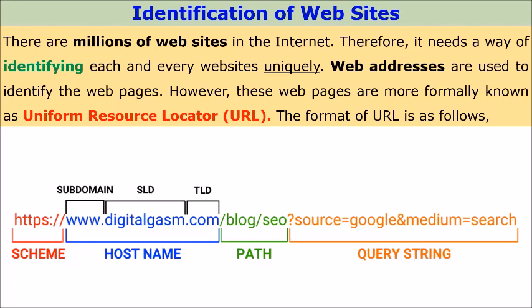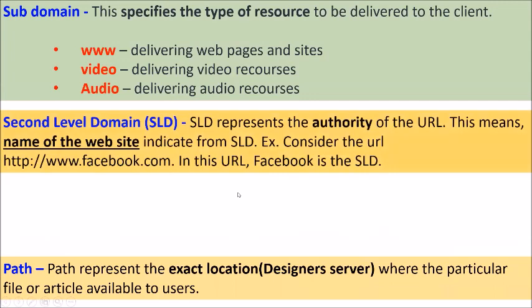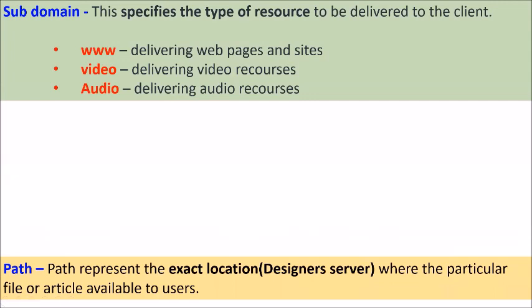Then the other two important sections of the URL are host name and path. Host name is again divided into three sections: subdomain, SLD, and TLD. We'll see what the meaning of these three sections is. Look at the diagram, look at the paragraph here. The first one, subdomain.